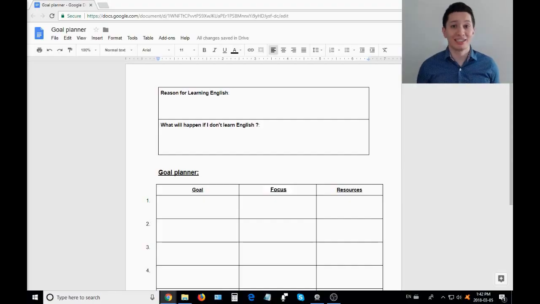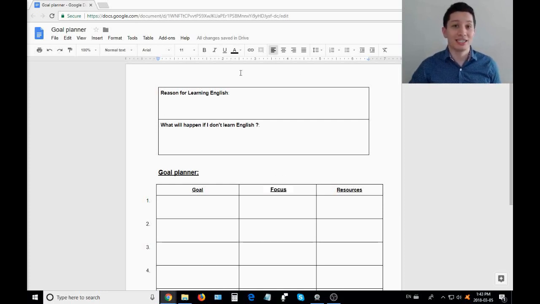So let's take a look at our goal planner. So once again, you can download this template and print it out so you can fill it out by hand, or you can do it on the computer like I am. We're going to practice filling out this template together. And I'm going to imagine that I'm an English student getting ready for a trip to Canada.